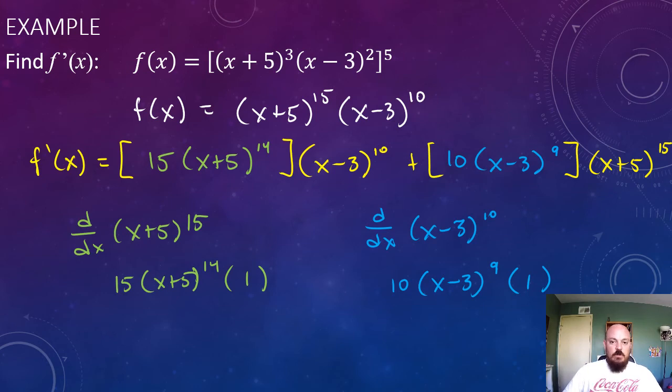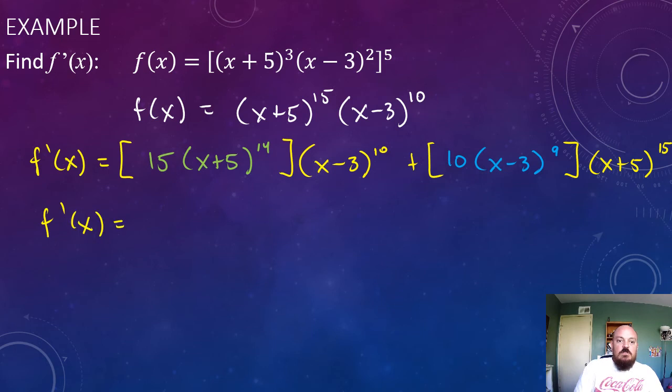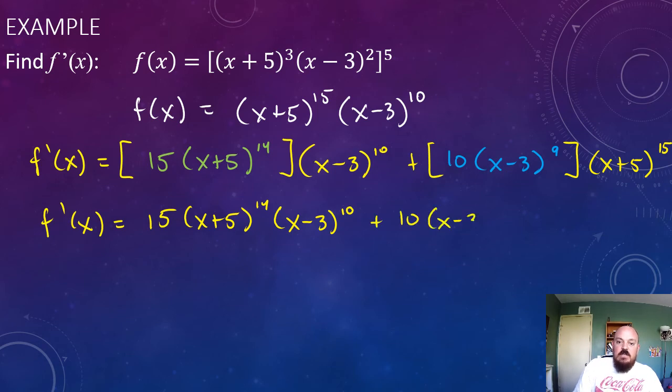All right, now I'm going to finish up the question. We're going to get rid of some of this, clear ourselves some space, and let's clean this up a little. So what I have, let's just stack everything together. I have 15 times x plus 5 to the 14th times x minus 3 to the 10th. And then I have 10 times x minus 3 to the 9th times x plus 5 to the 15th.